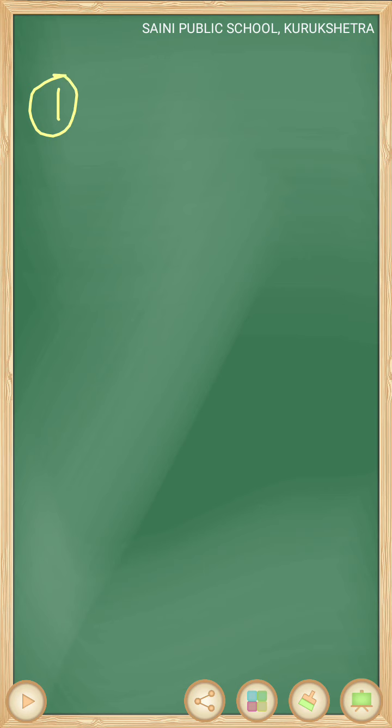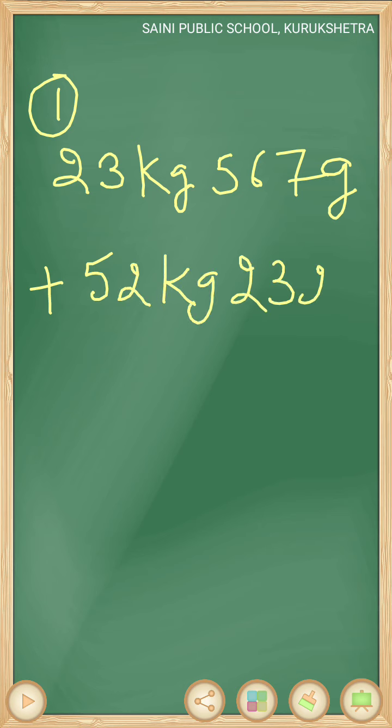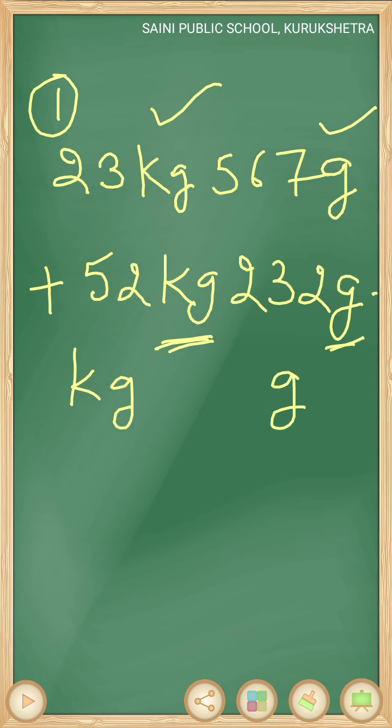Our first example is 23 kilogram 560 gram plus 52 kilogram 232 gram. We will do addition in the same way as we have done in addition of length. Okay, so first of all we will write units of weight. Here are two units, kilogram and gram. First of all we will write these two units, kilogram and gram.